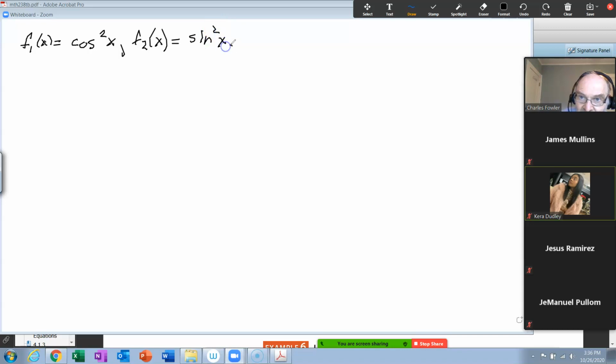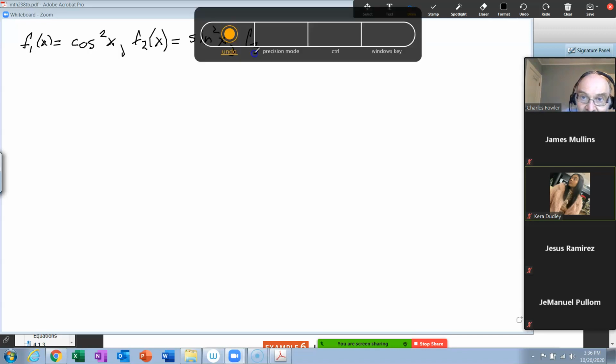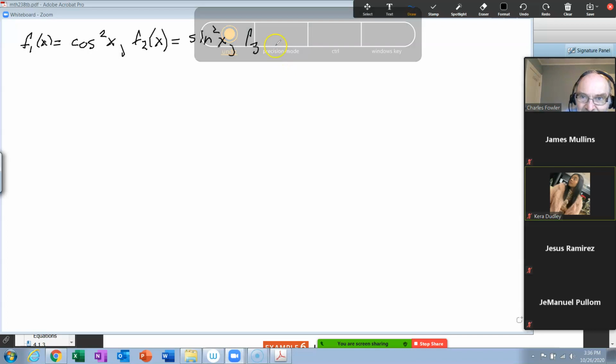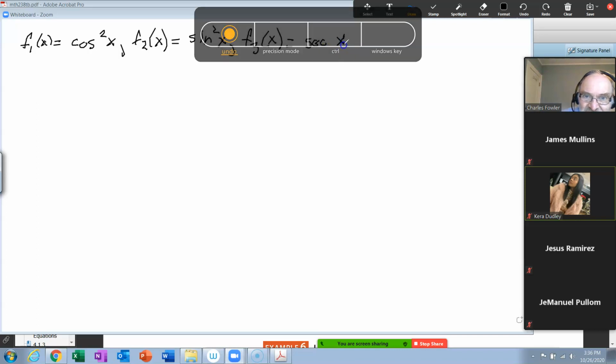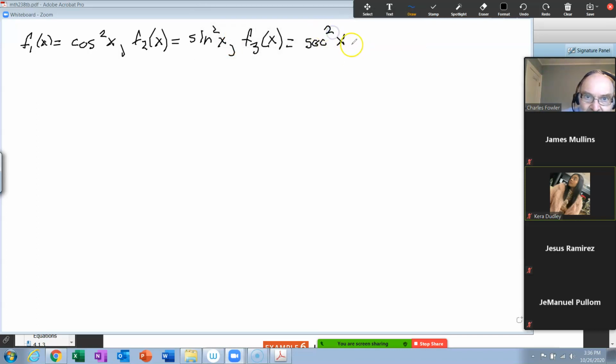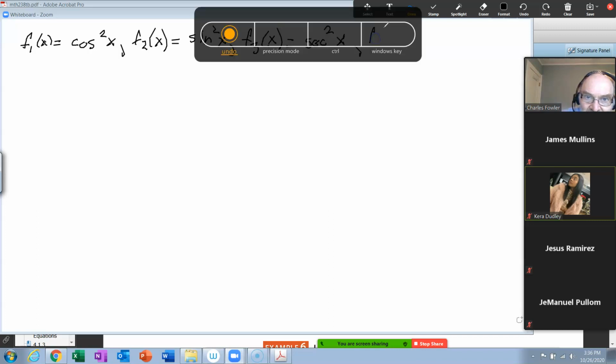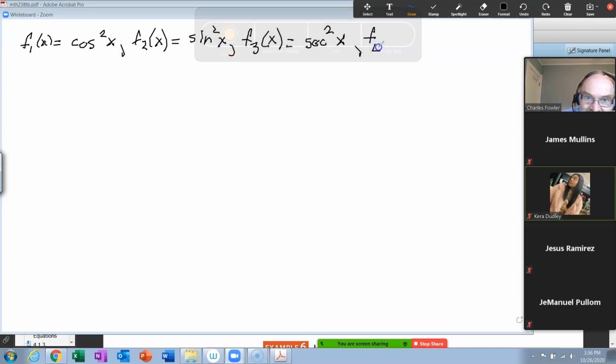I'm sorry, the pen writes so weirdly sometimes. F sub 3 of x, this is so aggravating, is equal to secant squared x. Goodness gracious, this is such a pain in the neck. Okay, and f sub 4 of x is equal to tangent squared x.